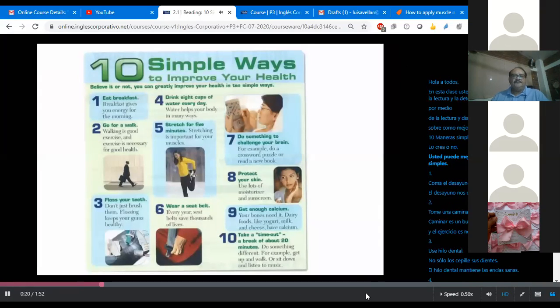1. Eat breakfast. Breakfast gives you energy for the morning. 2. Go for a walk. Walking is good exercise, and exercise is necessary for good health. 3. Floss your teeth. Don't just brush them. Flossing keeps your gums healthy.